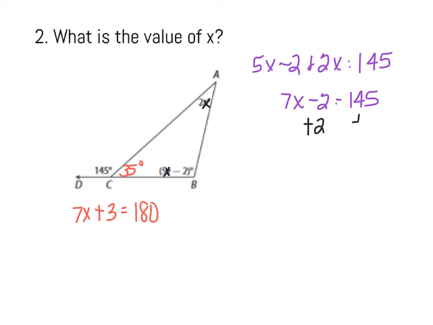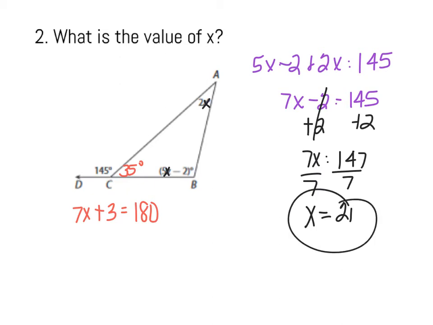So I'm going to solve this one by adding 2 to both sides. I get 7x equals 147. Divide by 7, and we get 21. My question asks, what is the value of x? So I found it, x equals 21.